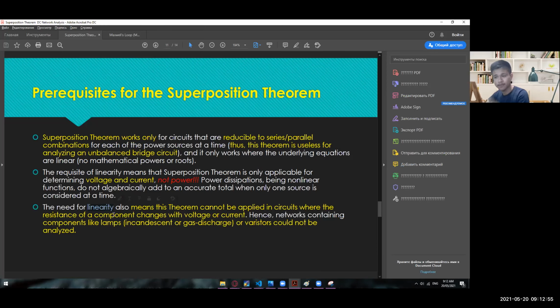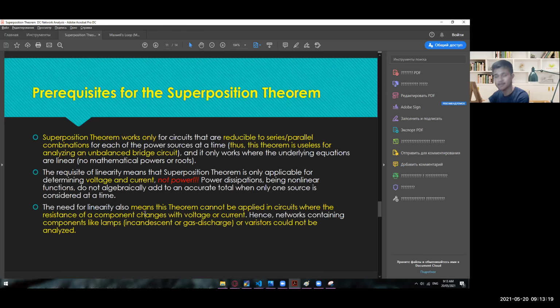So if we have a raise in current, the voltage will also go up. But if we have a capacitor, even though you're already raising your voltage, the current is still the same. So that is not linear anymore. Okay, we call that one non-linear. If you want to learn more about linearity, feel free to search on YouTube.